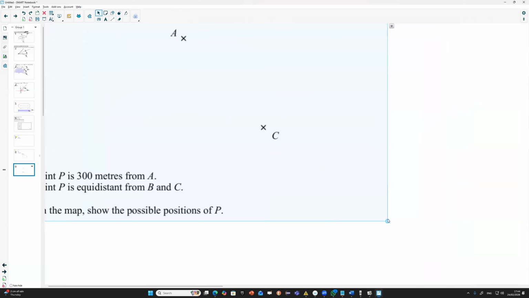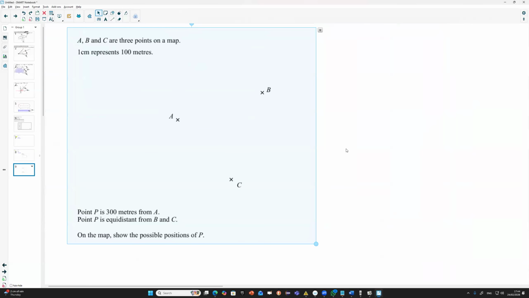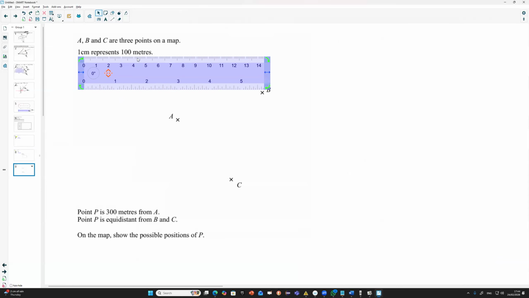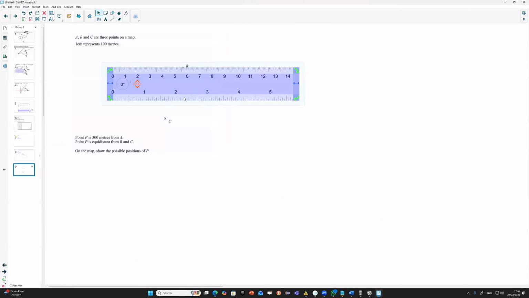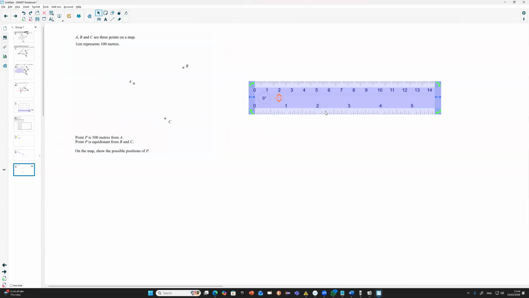Right, so a bit smaller. So we've got A, B, and C are 3 points on the map. 1 centimeter is 100 meters. So again, let me see if that is a sensible scale on here. That isn't sensible. That's better. Right, so point P is 300 meters from A, and it is equidistant from B and C.